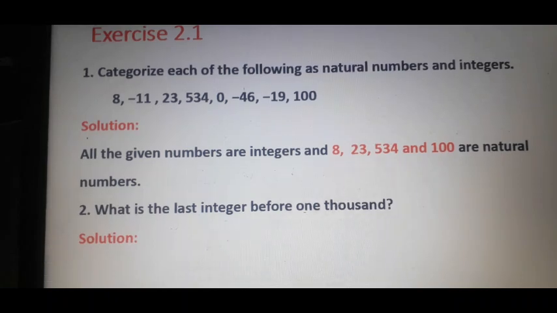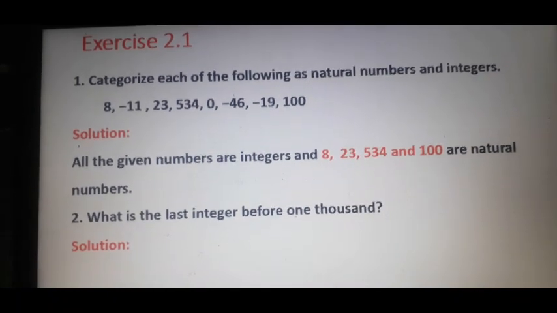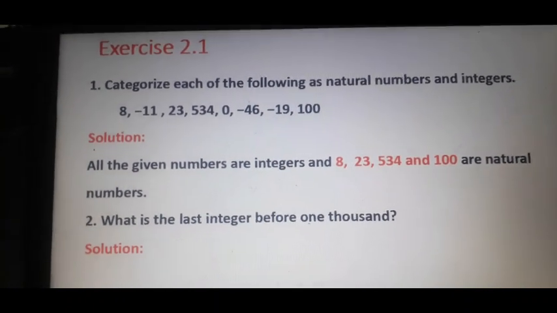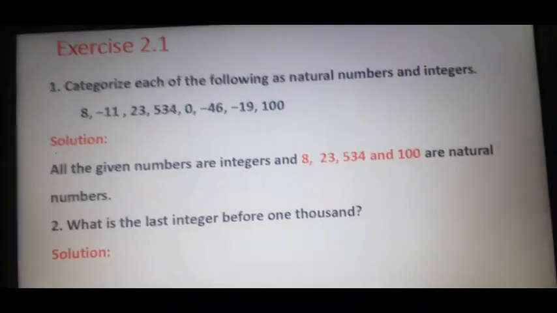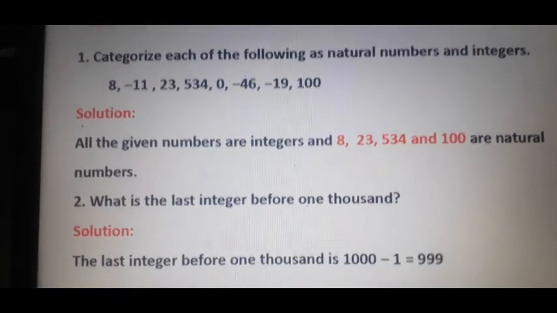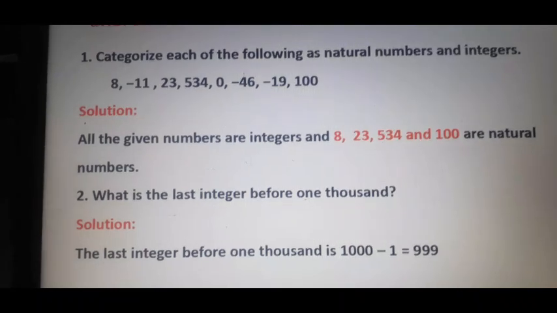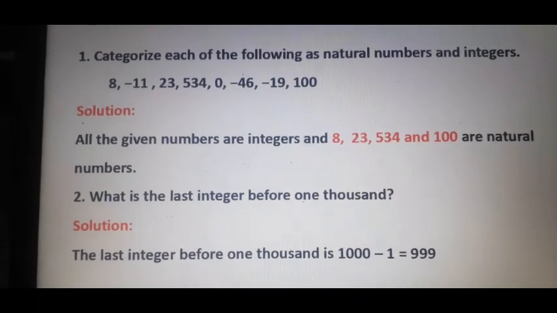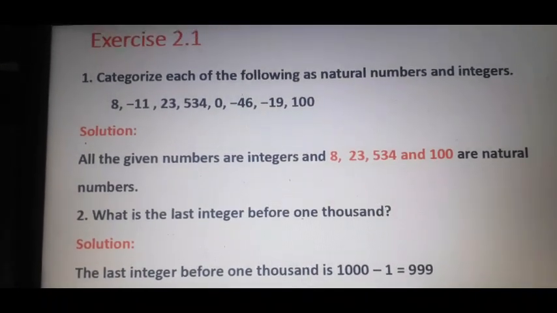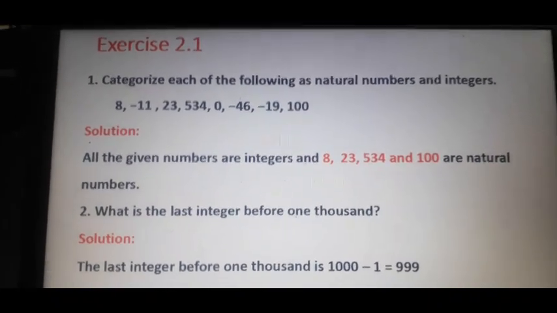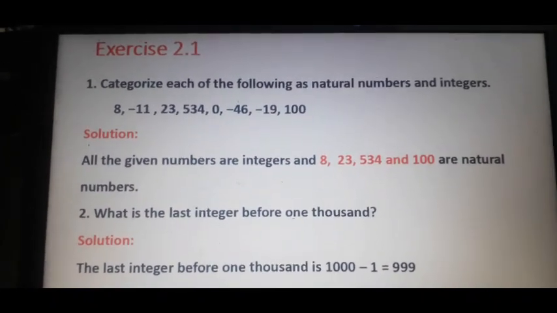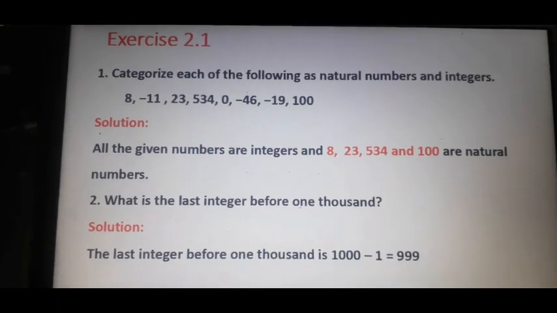Question number 2. What is the last integer before 1000? The last integer before 1000. Okay, the last integer before 1000 is 1000 minus 1, which is 999. 999 is the last integer before what? Before 1000.